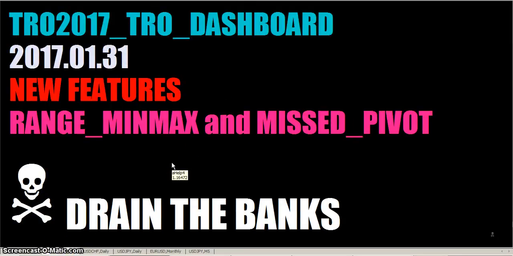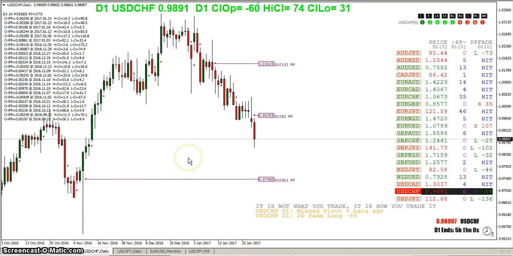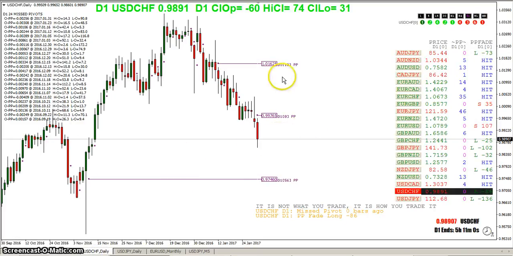I guess I'm going to have to do this. We'll call this part two. I went over time. I lost track of time. I just kept talking. So we were talking about the pivot and the pivot fade. We were loading up some of the different pivots here.